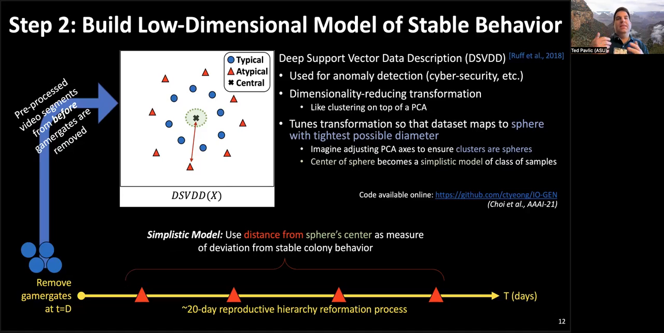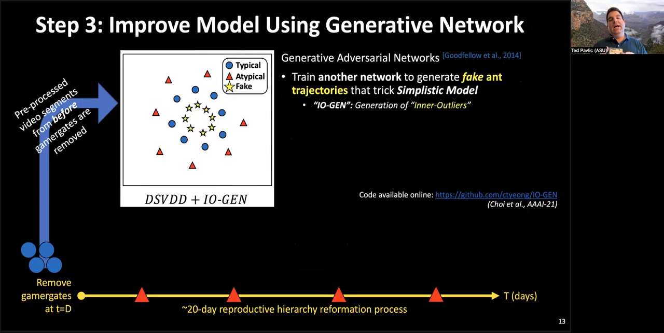So the farther away, the more they're in the transient, the closer, the closer to stable. Now that simplistic model doesn't capture all of the characteristics of what it means to be a stable Harpegnathos colony. So what we then do is we use what's called a generative adversarial network to generate fake ant trajectories that can trick our simplistic classifier.